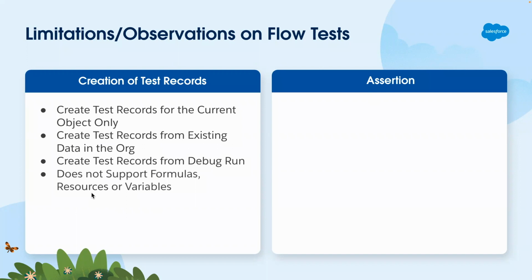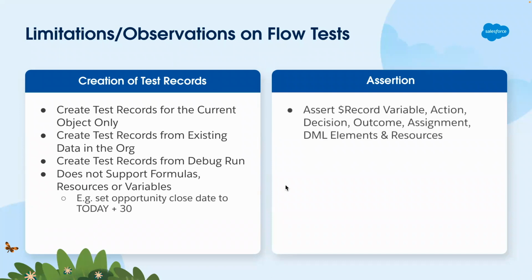And creation of test records does not support any formula, resources, or variables. For example, you cannot set the opportunity close date to today plus 30 days. You have to hard code the value when you are creating a test record.